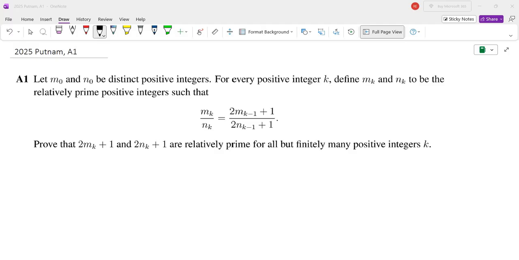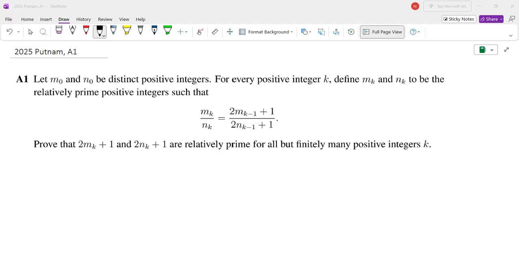Let m0 and n0 be distinct positive integers. For every positive integer k, define mk and nk to be the relatively prime positive integers such that the ratio of mk and nk is the same as 2^(mk-1) + 1 divided by 2^(nk-1) + 1. We want to prove that 2^mk + 1 and 2^nk + 1 are relatively prime for all but finitely many positive integers k. Okay, so I started looking at this in two different ways.